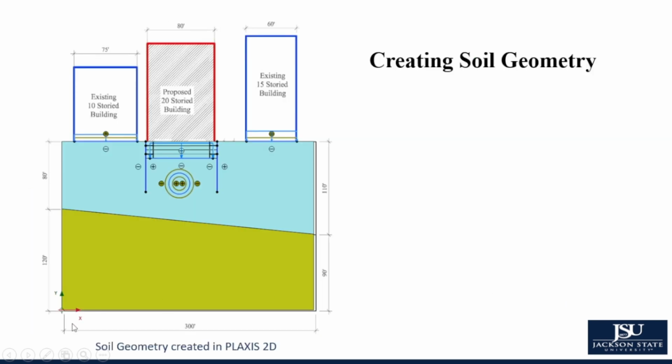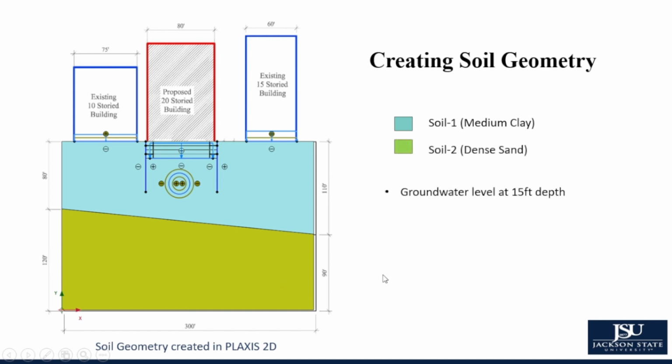Now I will talk about creating the soil geometry. The blue portion is soil 1, which was a given medium clay, and the green portion is dense sand. It was told in the project that the groundwater level will be 15 feet below. This is the full structure of the model that we developed. Here is one building that is 10 stories, and there is another 15-story building, and these were already there. For one story it is 250 SF, so we calculated it for the 10-story building.